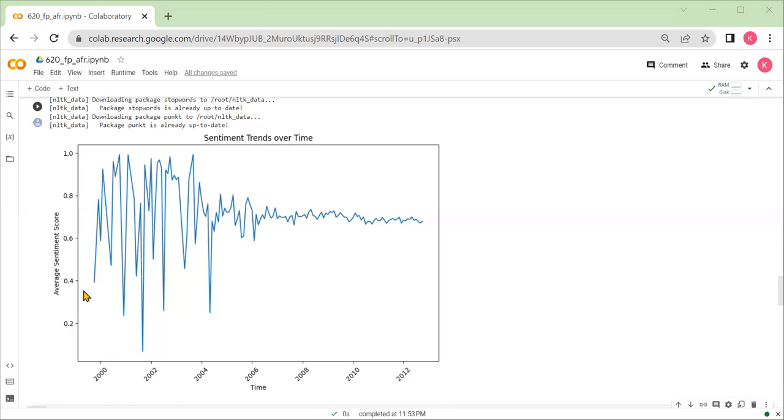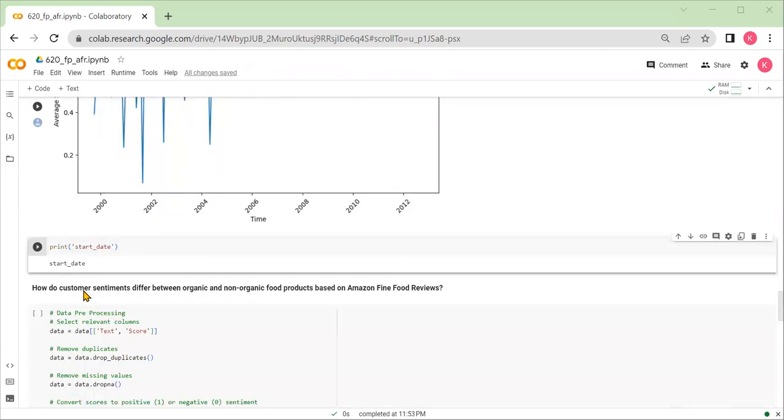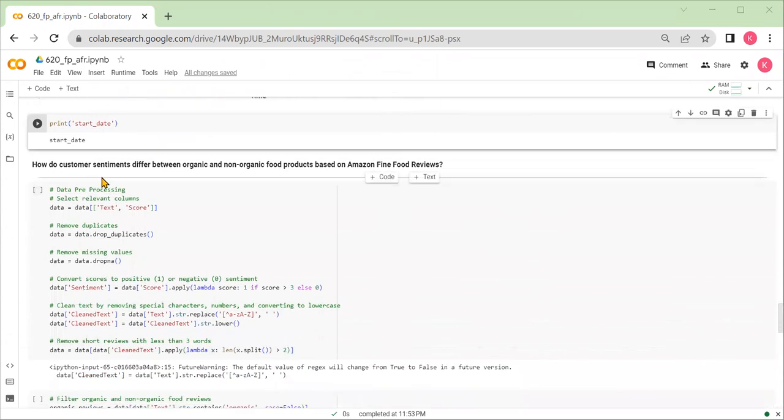These fluctuations in sentiment scores can be attributed to various factors such as product quality, customer experience, marketing campaigns, or seasonal influences. Now, moving on to our second research question, which is: how do customer sentiments differ between organic and non-organic food products based on Amazon Fine Food reviews?